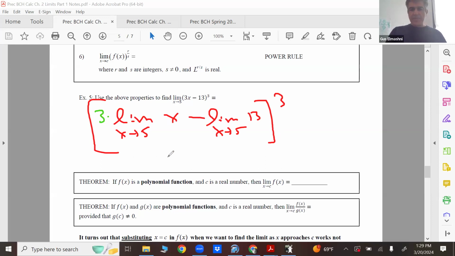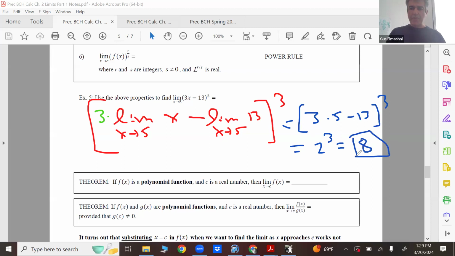So in this case, you're just going to get 3 times 5. I know I went about it in a more drawn out fashion, because I could just plug 5 in. But what I'm trying to show you is that you can decompose this expression as 3 times x minus 13 raised to the third power. Great. What's the limit as x approaches 5 of x? It's 5. 3 times 5 is 15, minus 13, raised to the third power.